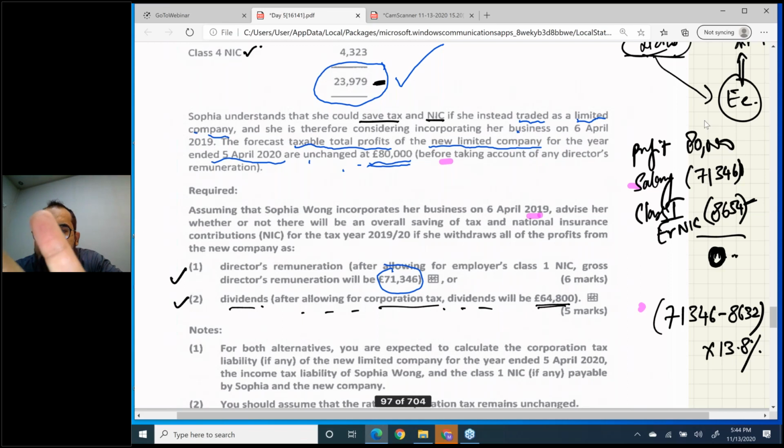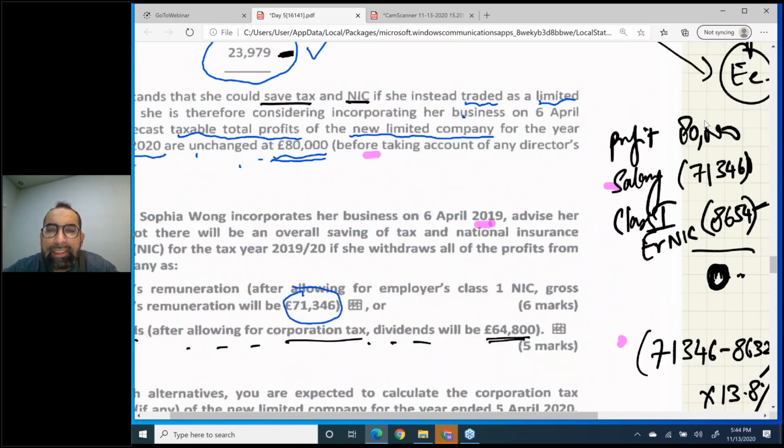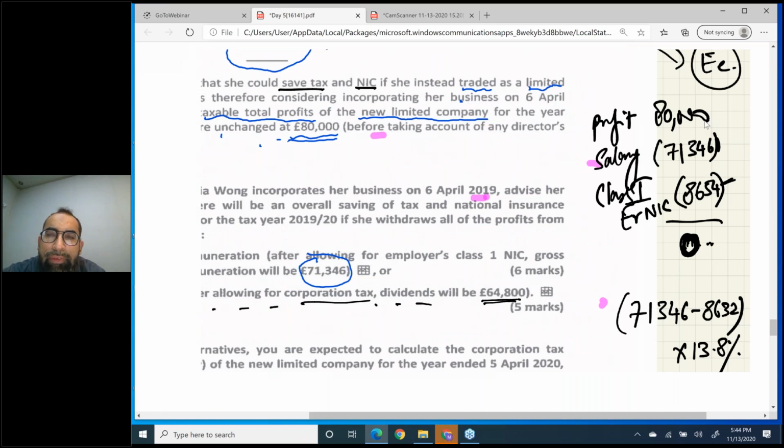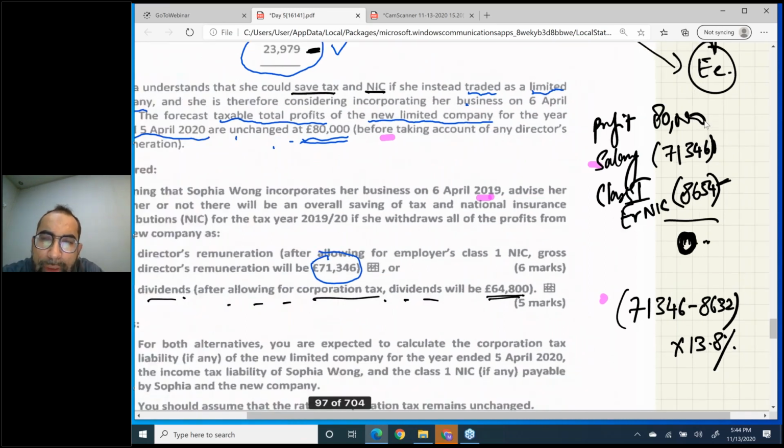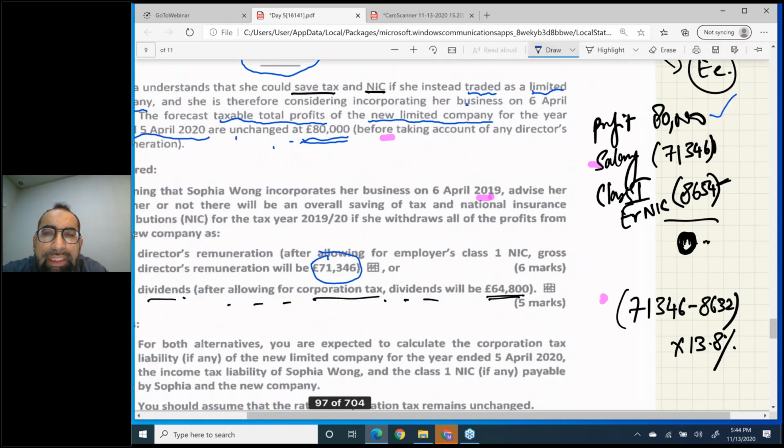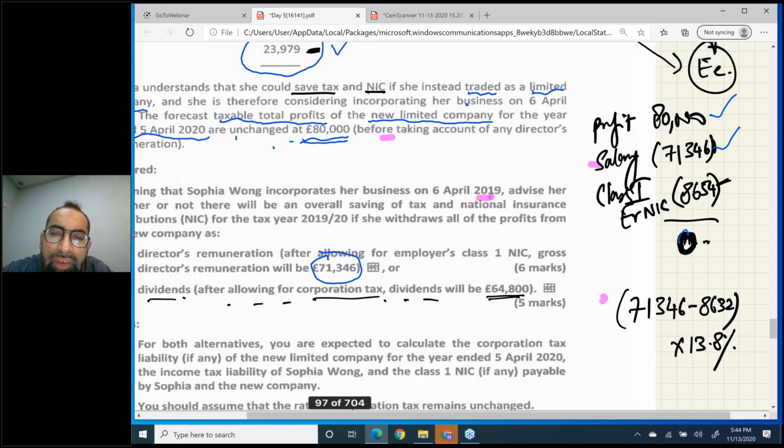So can you see here? I have just done a balancing number here. 80,000 is the profit. 71346 is the salary, and at the bottom we want zero.